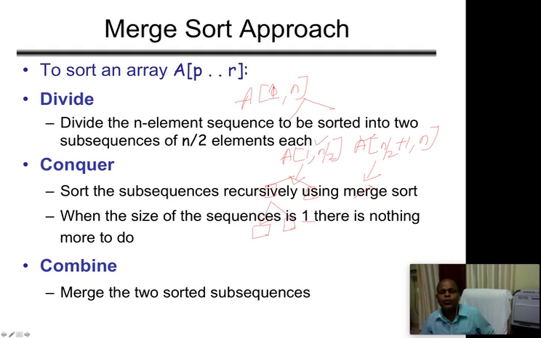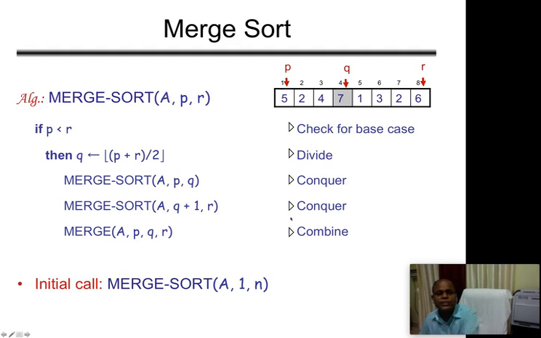Once the subproblem is solved and we get the solution of the subproblem, we will merge to get the solution of the bigger problem. That means merge two sorted array subsequences to get the sorted sequence. This is the algorithm for merge sort.